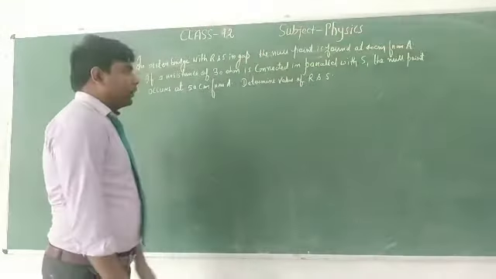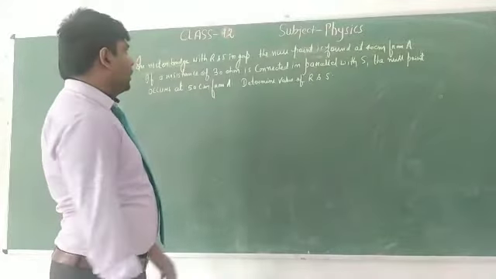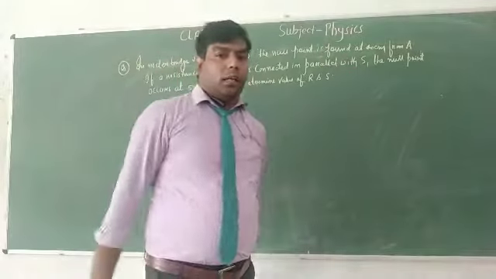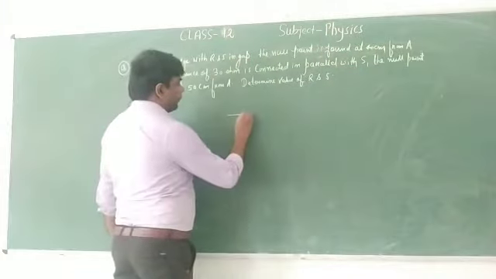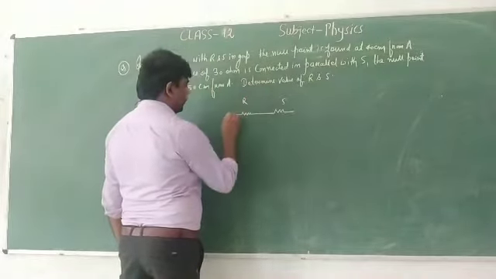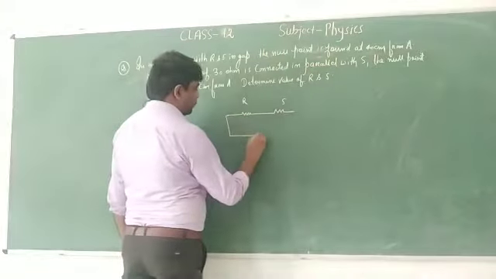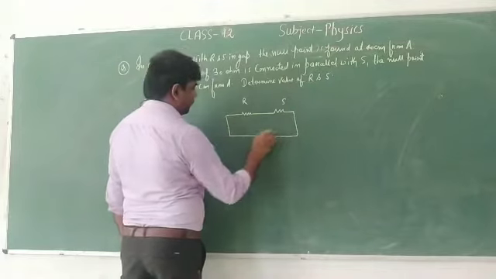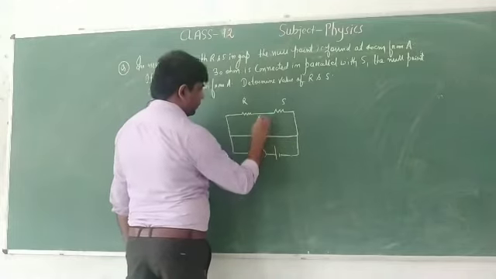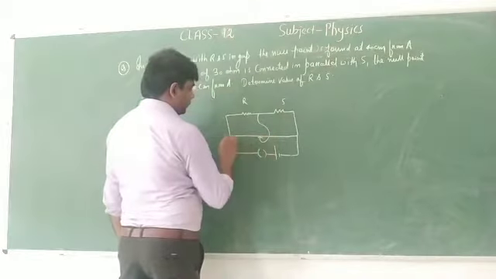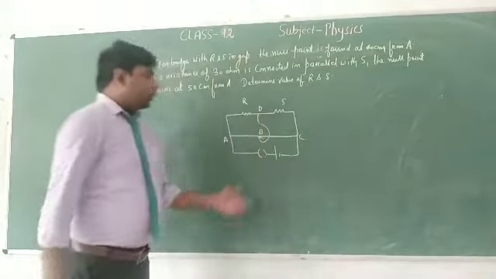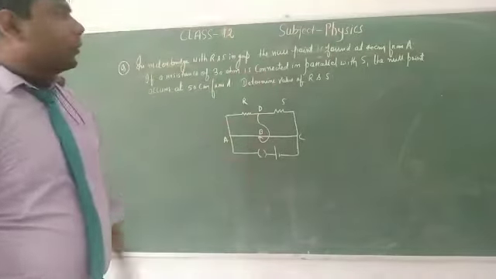Yes, my question is based on the meter bridge. It says that R and S are in the gap, which means there are two resistances, R and S, in the gap of the meter bridge. The null point is found to be 40 cm from here.